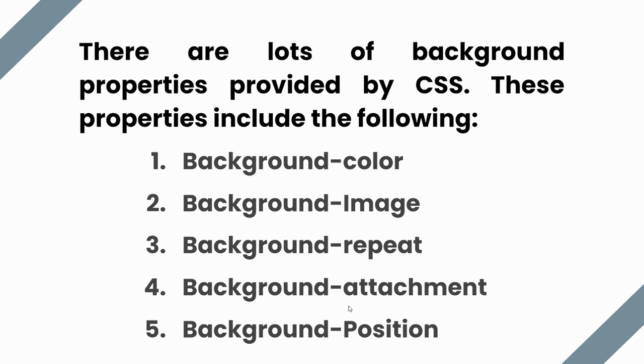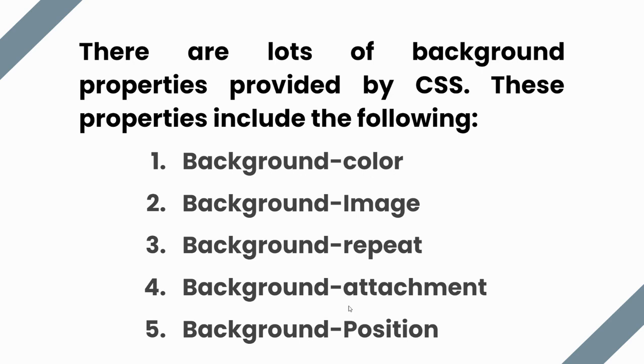So there are lots of background properties provided by CSS, and these properties include the following. As you can see, the very first property we have here is the background color, which is followed by the background image, then the background repeat, followed by the background attachments, and lastly the background position.